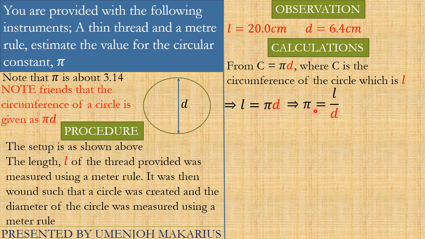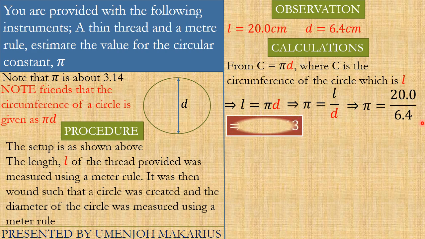We're going to have pi to be the same as L over D. If we plug in our values, guys, we're going to have L to be 20.0 and D is 6.4. You notice that I didn't put centimeters because they will all cancel themselves. Good. That therefore implies, guys, if we punch it in, we're going to have pi to be 3.13. And pi, friends, is unitless. Don't even put any unit in front of pi because it's a unitless quantity. You are dividing two quantities that have the same unit.